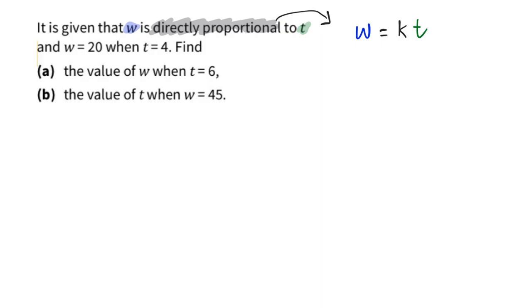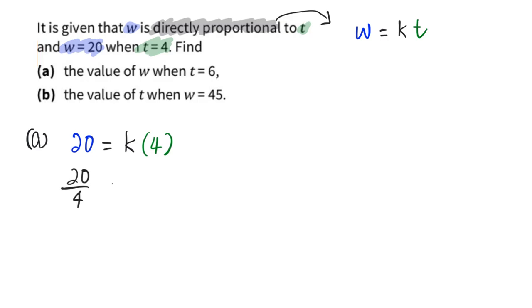And for part A and B, to solve this problem, we would first need the formula or the general equation for W and T. So we do need to find what is the value of K. And we have these two sets of values, so I am going to substitute this into the general formula. W equals to K times T. 20 is equal to K times 4. So therefore, I will be able to find the value of K easily.